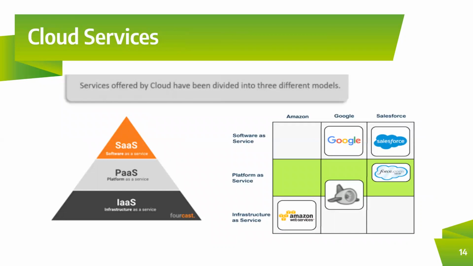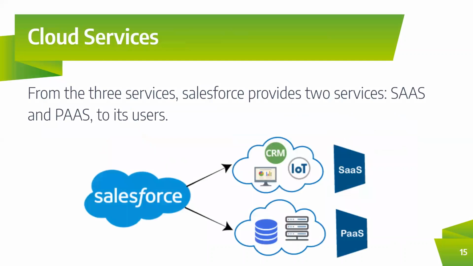So what are the services provided by the cloud? There are three different services offered by the cloud. One is SaaS, called software as a service. The other one is PaaS, platform as a service. The next one is IaaS, infrastructure as a service. Again, cloud is providing three types of services: software as a service, platform as a service, and infrastructure as a service.